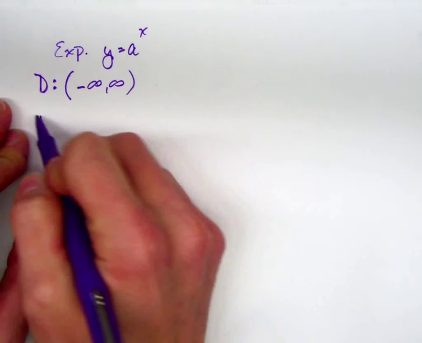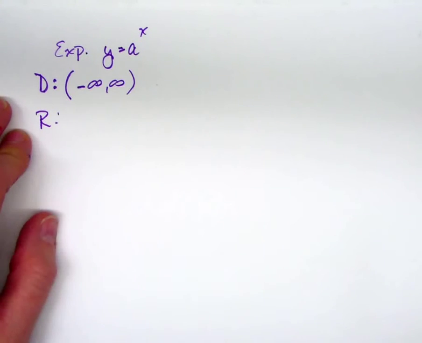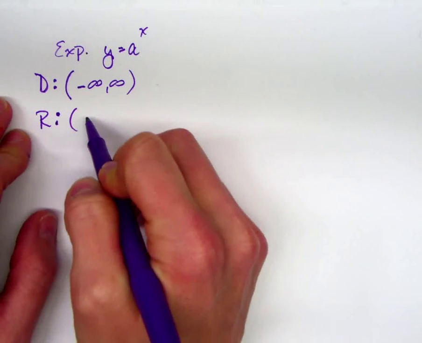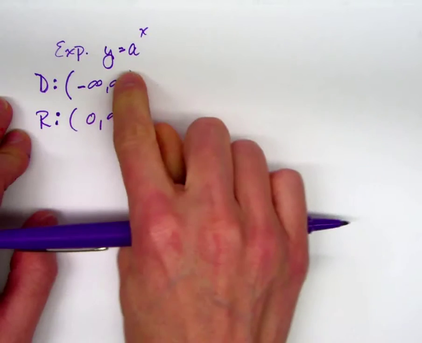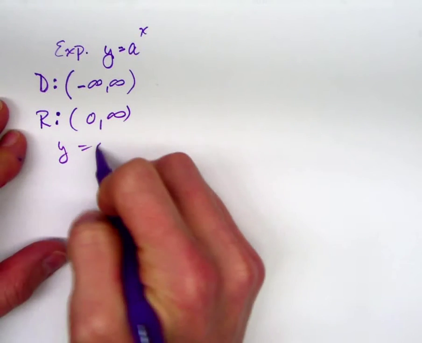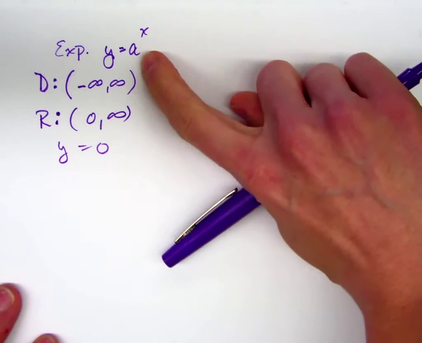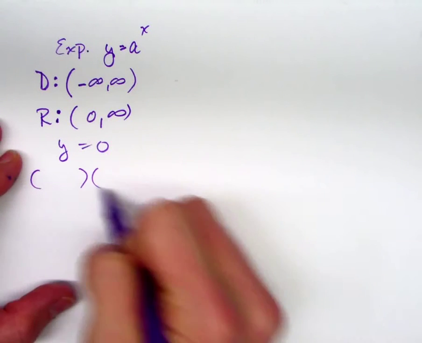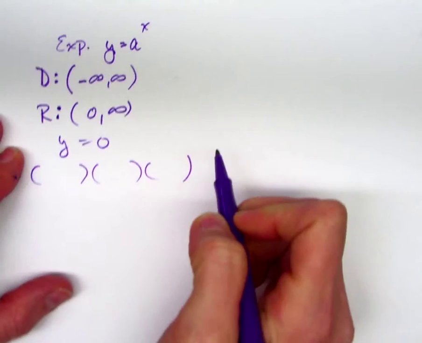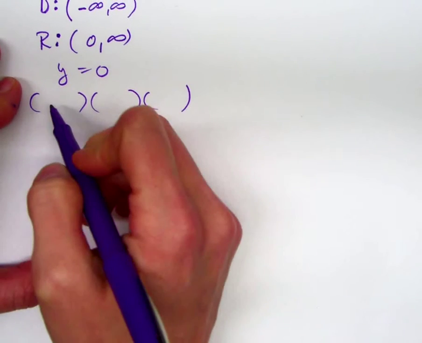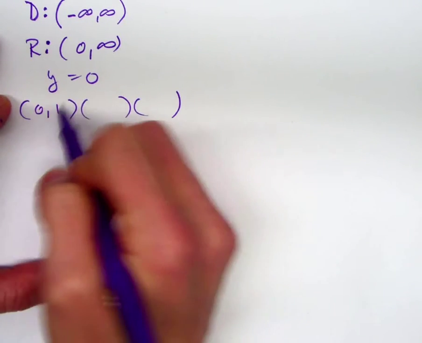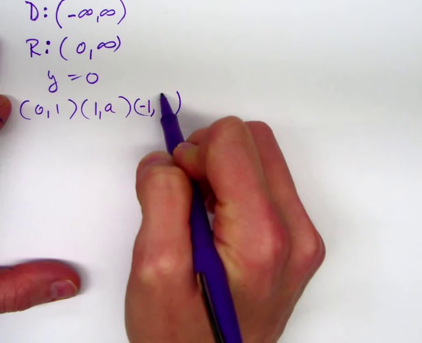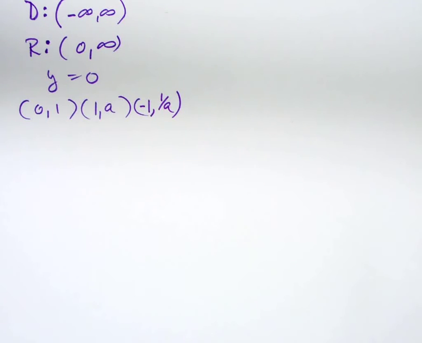How about the range? If we have y equals a to the x, so 2 to the x, 3 to the x, 4 to the x, what's the range going to be? 0 to infinity. Remember, we have our asymptote at y equals 0. And since this is our parent function, it's going to be going up. What are our points going to be here? 0, 1, 1, base, -1, and reciprocal of the base. Okay, everybody good so far?